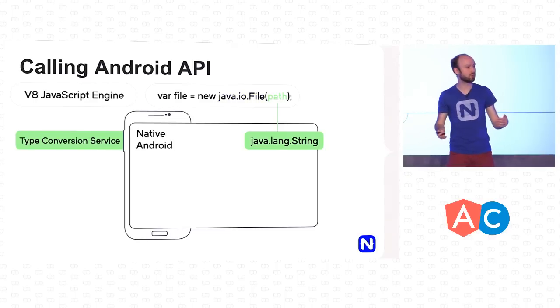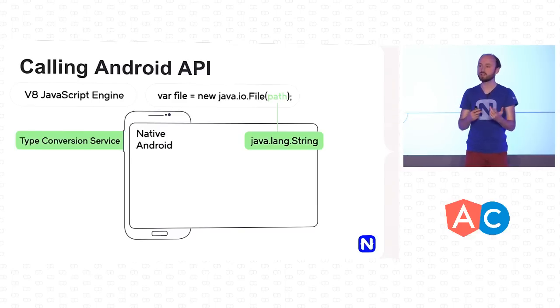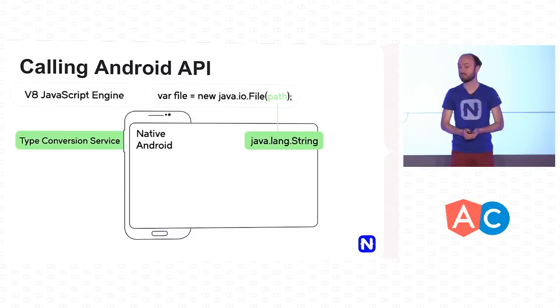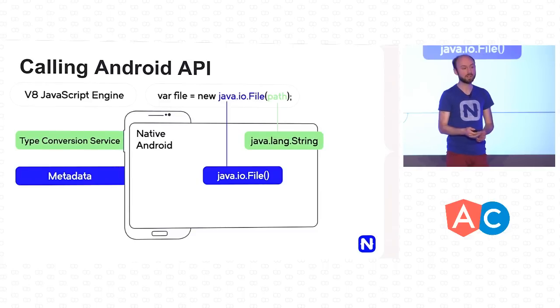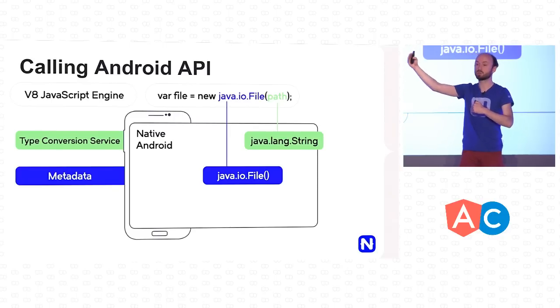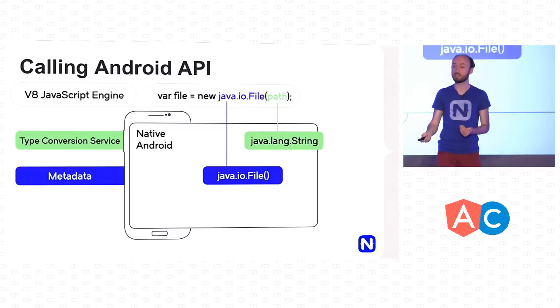Then we have this thing called the type conversion service, which will take JavaScript types and translate them into native string objects or whatever native representation it is. Then we have metadata, which will basically make a lookup and try to connect the function we're trying to call to the function that exists on the native platform.